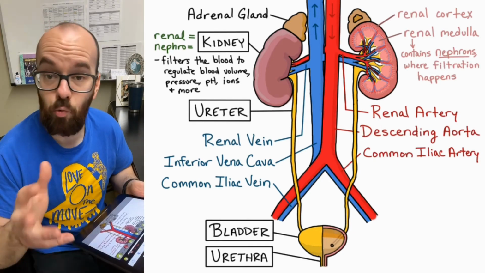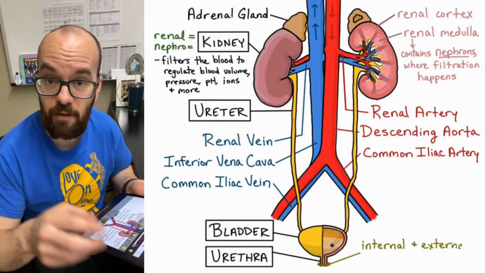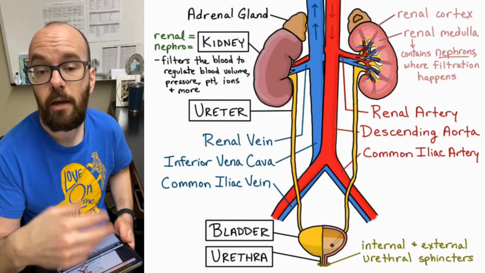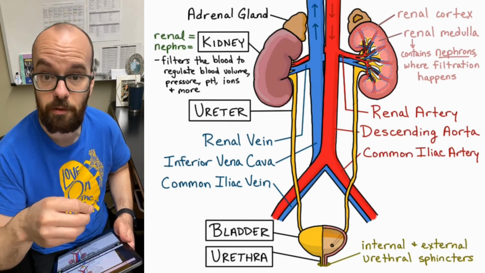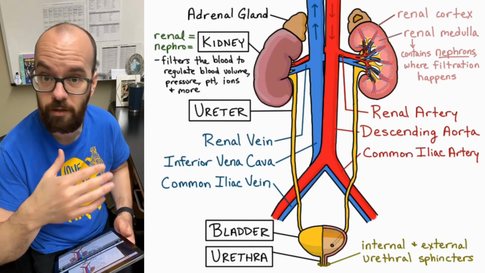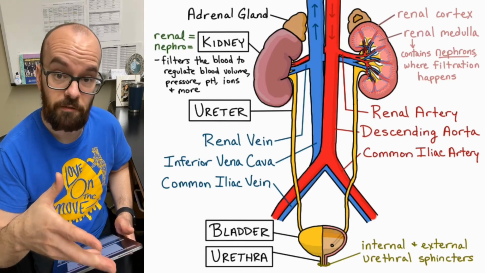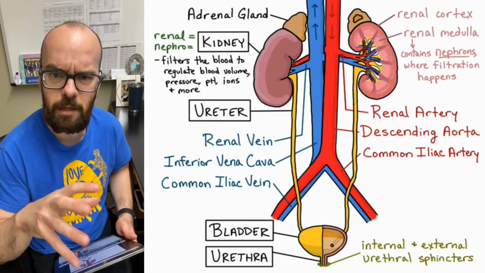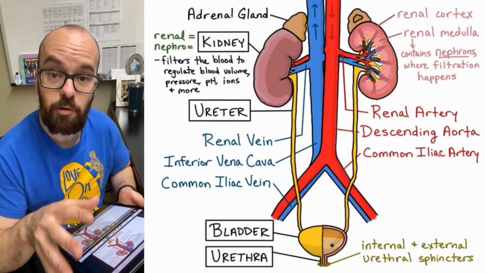Now, we want to be able to control when we urinate, and so we're going to have a couple sphincters which will help us do that. We've got the internal urethral sphincter and the external urethral sphincter. Just like the anal sphincters, the difference between the two is that the internal urethral sphincter is involuntarily controlled. It's sort of always closed. We don't have to think about it. And the external urethral sphincter, we can consciously control it. So whenever you feel you need to pee, but you're holding it in, you're using your external urethral sphincter.